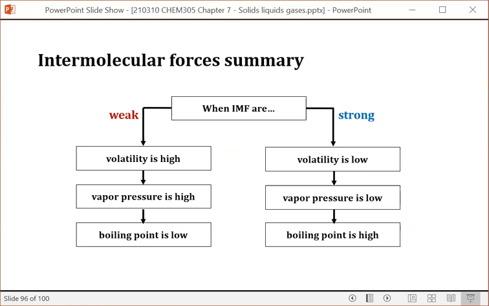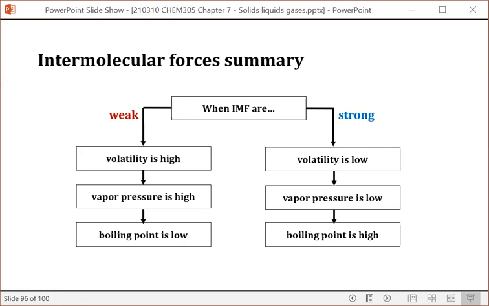So to kind of summarize the effect of IMF on the phases, when the IMFs are weak, you have compounds that tend to have high volatility, meaning they easily convert from a liquid into a gas. If they easily convert from a liquid into a gas, that means there's going to be a lot of that substance in the gas phase, so the vapor pressure is going to be high, and the boiling point is going to be low. Like, it doesn't take much heat, doesn't take much energy to get it to boil.